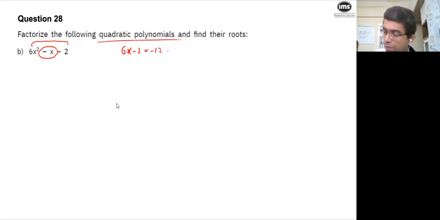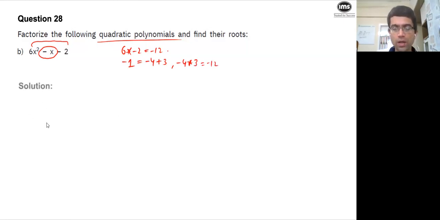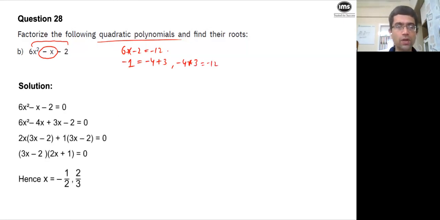So I should be able to break minus 1, which is the coefficient of x, as minus 4 plus 3. Not 4 and 3, Mehak, it is minus 4 plus 3, whose product is also minus 4 into 3, which is minus 12. So I am going to break the middle term as minus 4 plus 3.